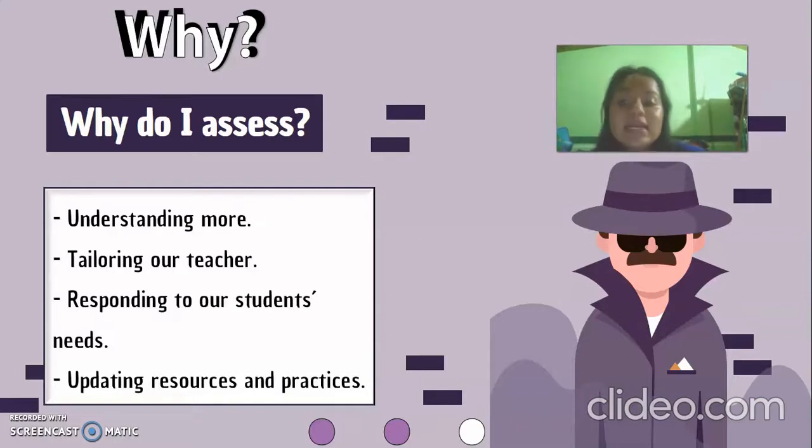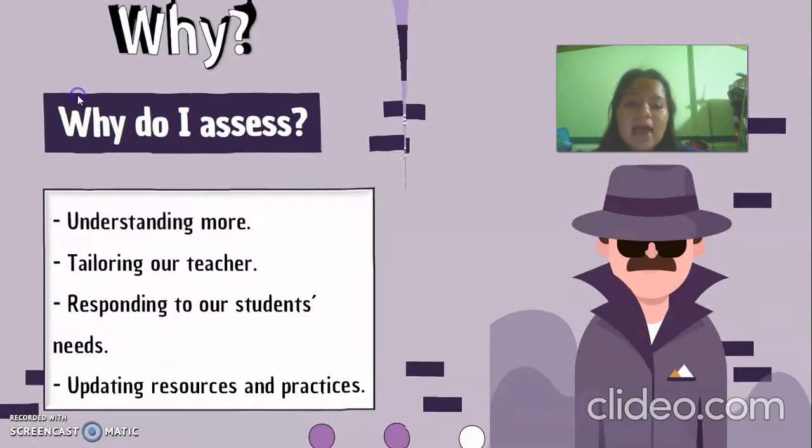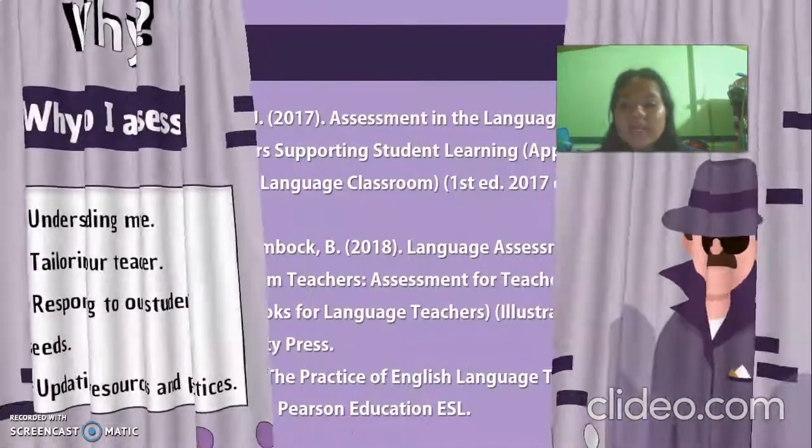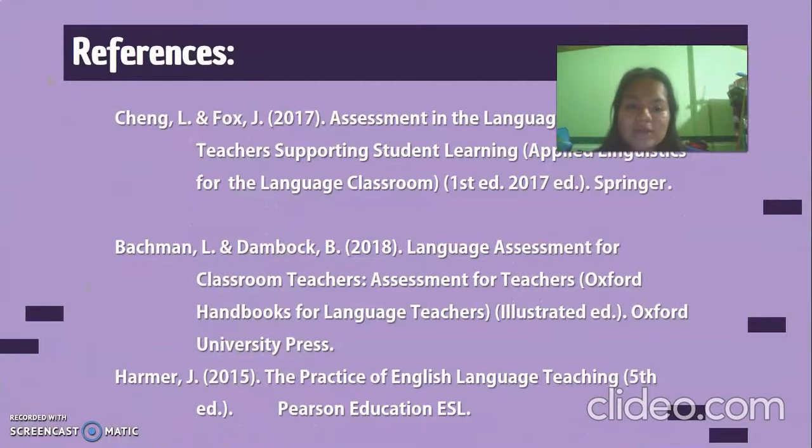We have to be really responding to those needs, and cutting and padding and testing things together in order to compensate and make something that works for students. And the last reason I have included is that we also need to update resources and practices, whether the materials we are using or the routines we are doing are actually working. This could be another reason we evaluate.